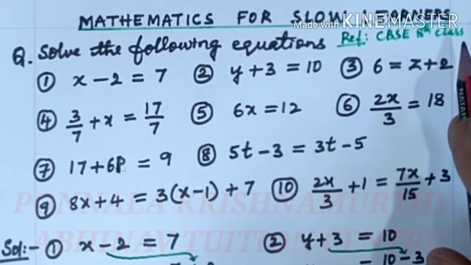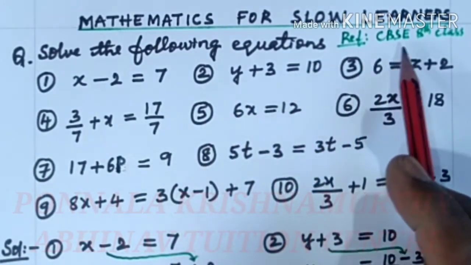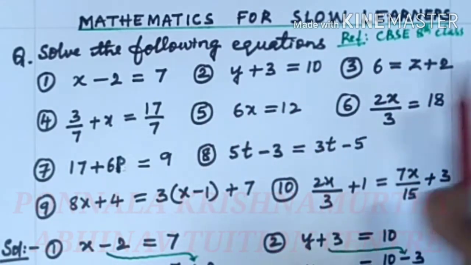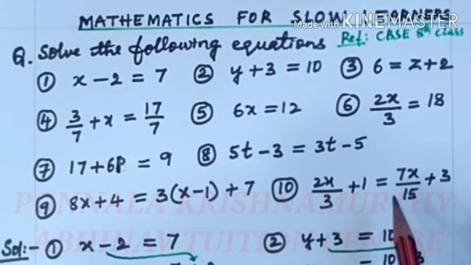Mathematics for slow learners. Solve the following equations. Reference: CBSE 8th class textbook. Here we have 10 questions. In each question we have only one equation with only one variable. Observe carefully, one equation, one variable.